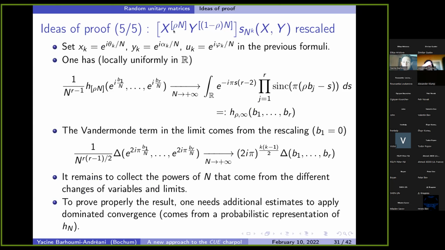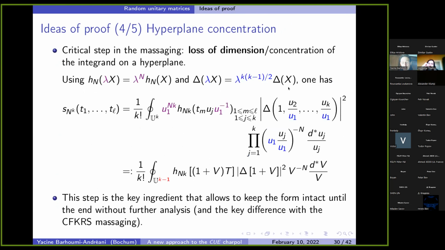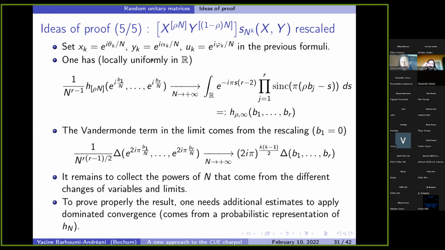So now, last slide, what do we do? What you want is to take the Fourier coefficient of s_n^k of xy. So now you want to rescale with this good formula. So you take x_k, which is exponential i theta over n, y, which is exponential i alpha over n, u, which is exponential i phi over n. U is in the formula here of the Schur function. And you rescale everything. So you have this h_n rho of exponential i something over n, which gives at the end this product of sine kernel, of sinc function.